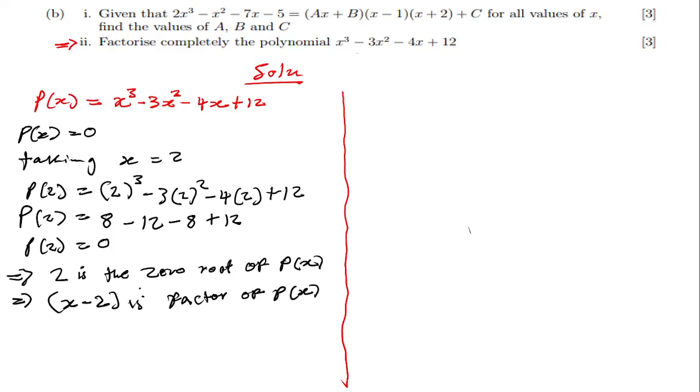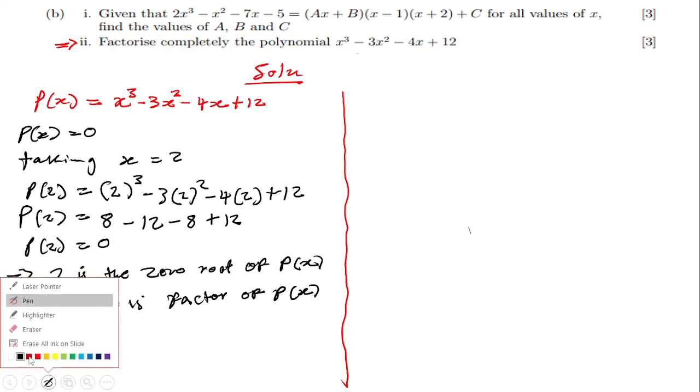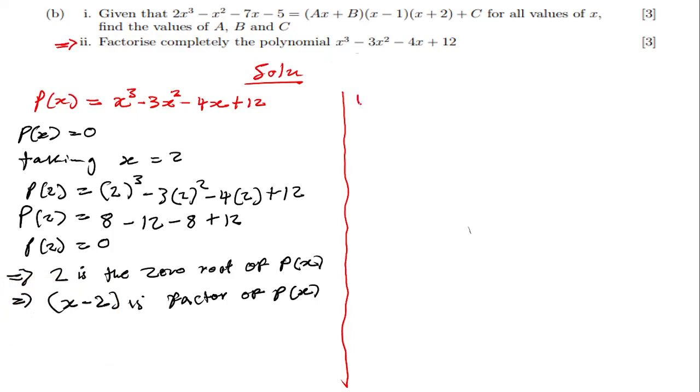Now, once you are able to work this out in this particular way, the next step for you to find the other factors of this polynomial is to use the other method, which is synthetic division. If you want, you can use long division, but you can also use synthetic division. So in this case, I'm going to use synthetic division.